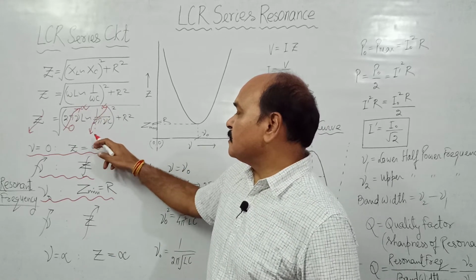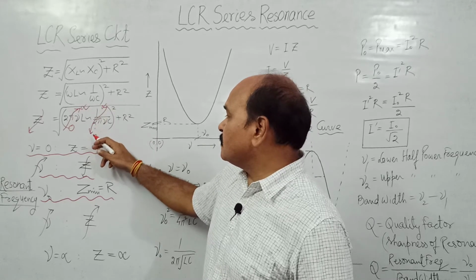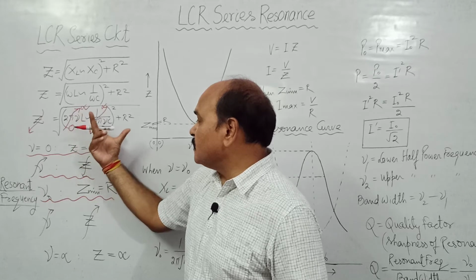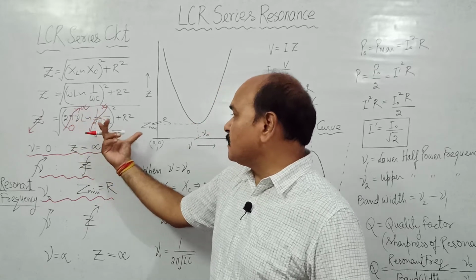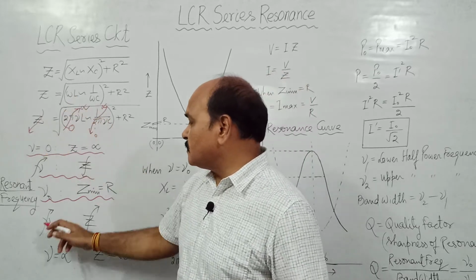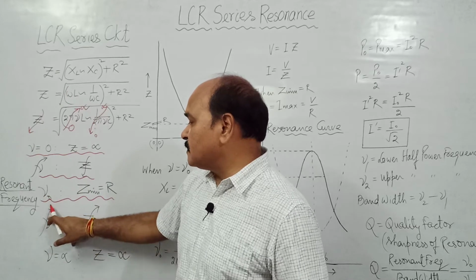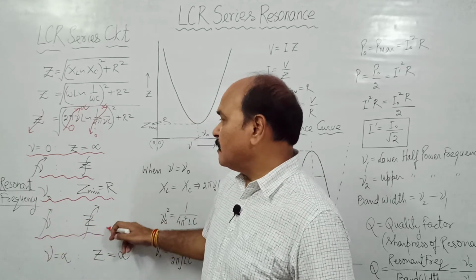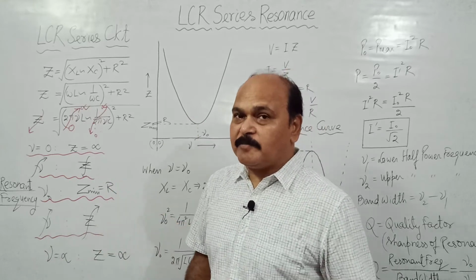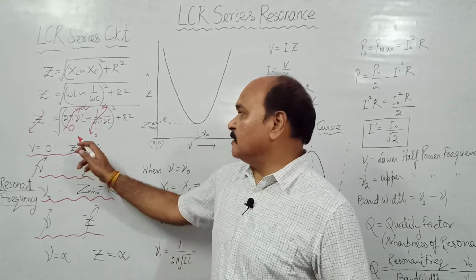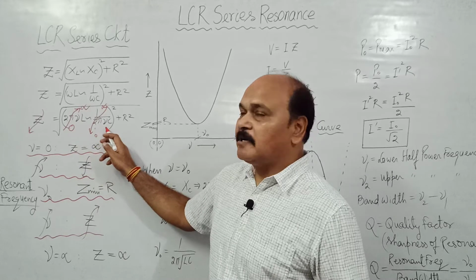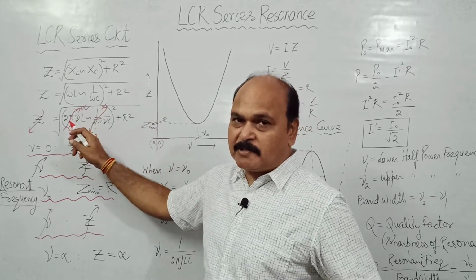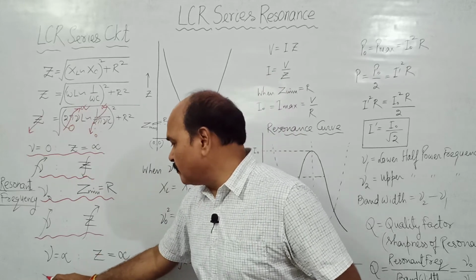So what happens? As it decreases towards 0, this difference again starts increasing, and as this difference starts increasing, the value of Z increases. As we further increase the frequency, the value of Z increases. And when frequency becomes infinite, this term becomes infinite, this term becomes 0, the difference is infinite, and the whole right hand side becomes infinite. That means Z again becomes equal to infinite.